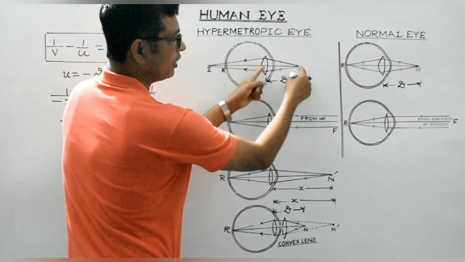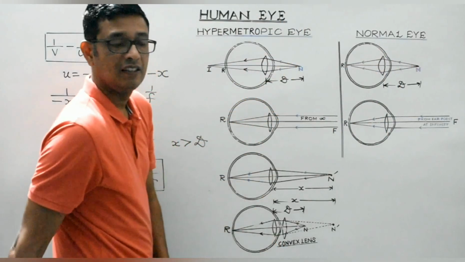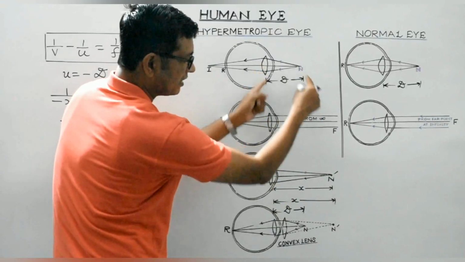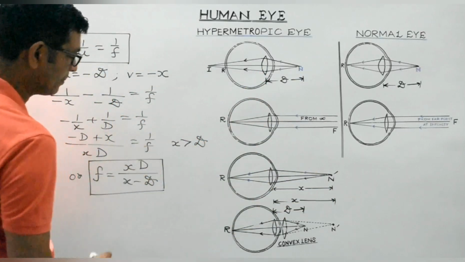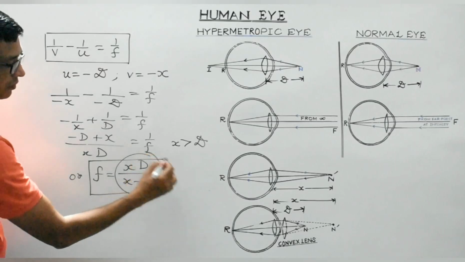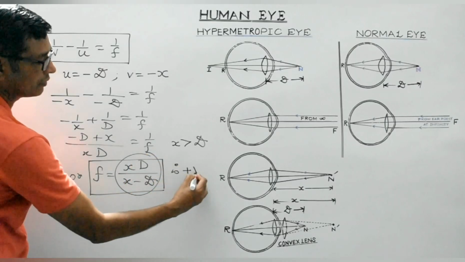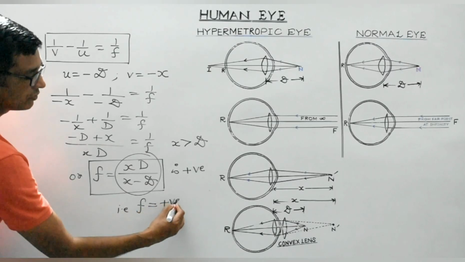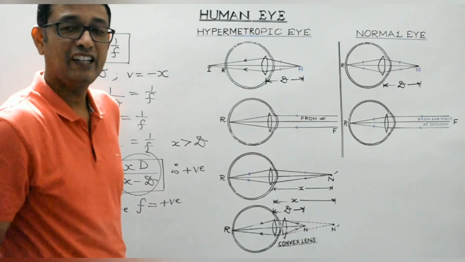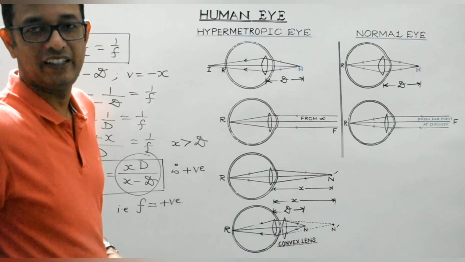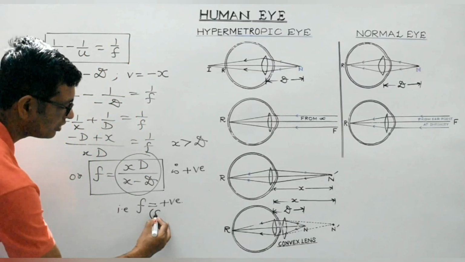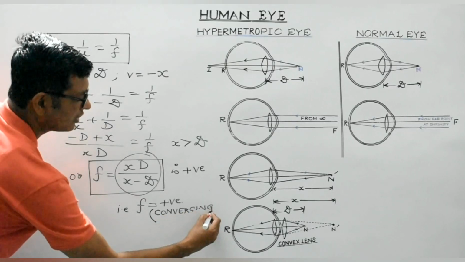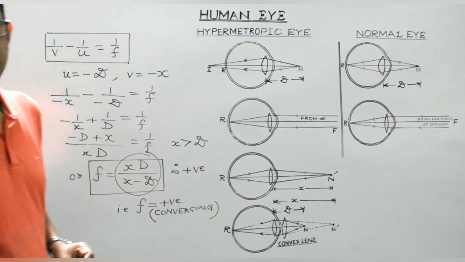Capital D is the near point of a normal eye. But for a hypermetropic eye, the near point is this one, which is obviously greater than capital D. So X is greater than capital D, so this entire term is positive. That is, the focal length is positive. So what does it indicate? It indicates the converging nature of the lens. So the lens to be used is converging in nature. It must be of converging nature, that is, it must be a convex lens.